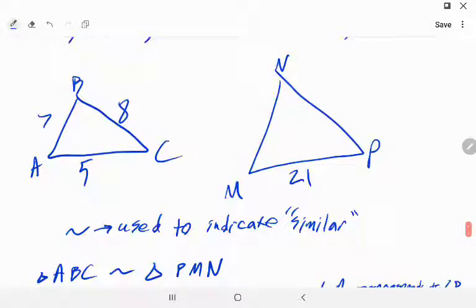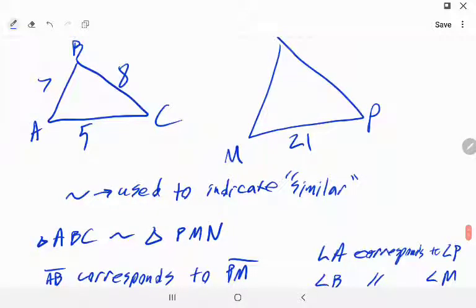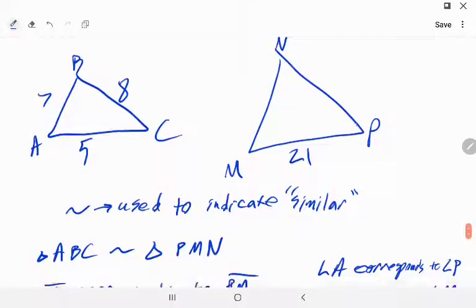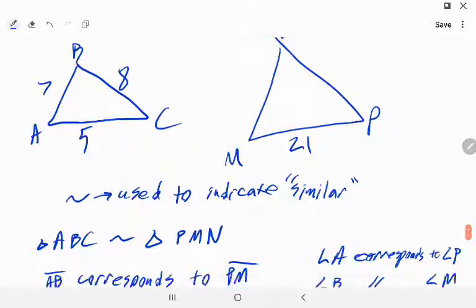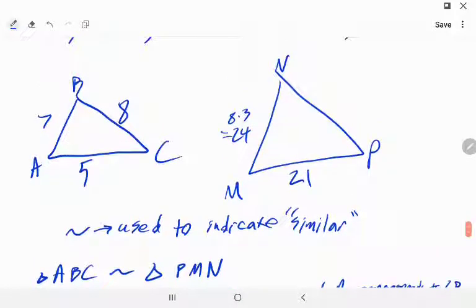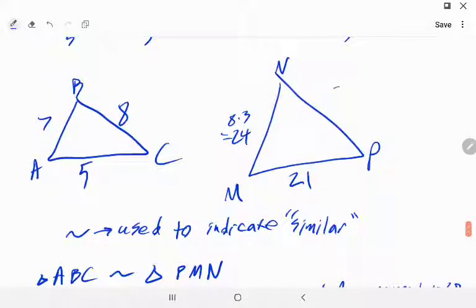And then we notice that we can see that side AB has to correspond to the side, whoops, we already said AB, so the side BC corresponds to the side MN, and so we know that's going to be 8 times 3 is 24. And we know that the side AC corresponds to the side PN, and so you know that's going to be 5 times 3 equals 15.